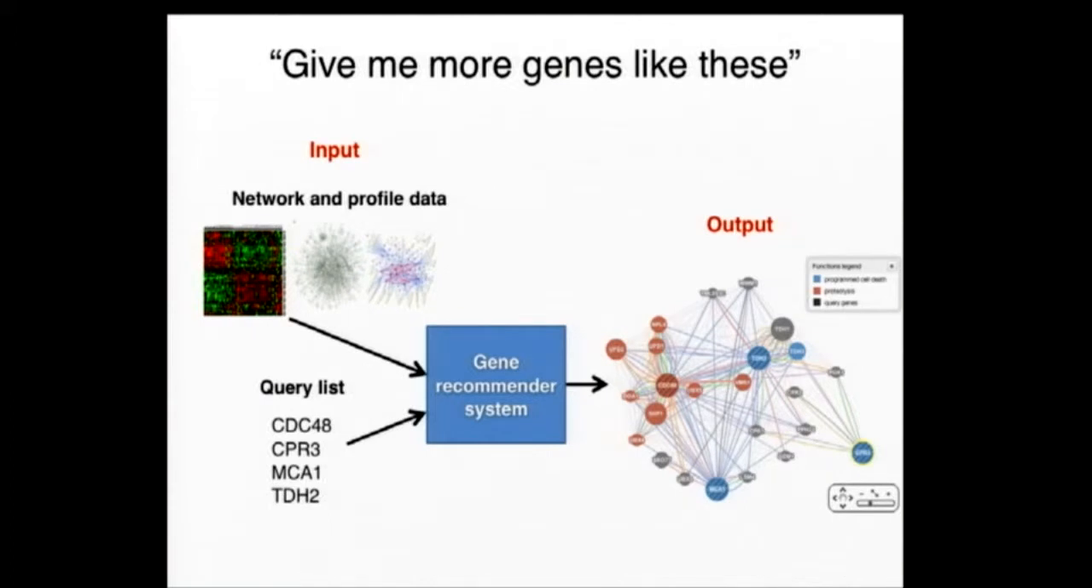The other question is, give me more genes like this. So it's the same idea. You put the query list in, you put in the gene recommender system, you pull up the genes, which are given as the dashes, and all their neighbors. And then these neighbors here, these are genes that highly interact with this list here, right? So it's a nice interface and a nice way of just using all the data that's available to answer one of two very simple questions.